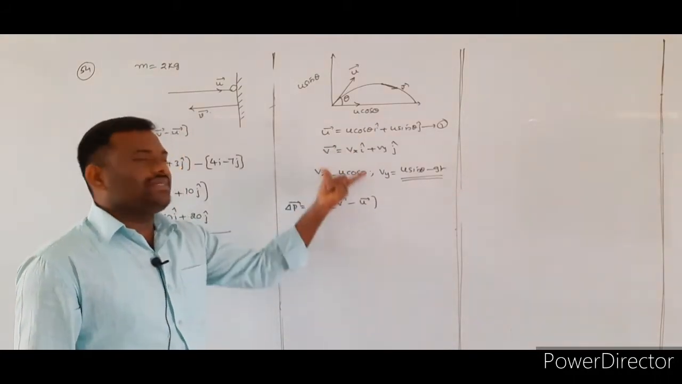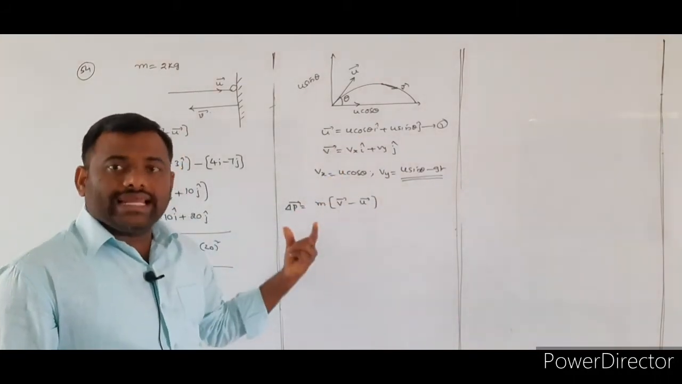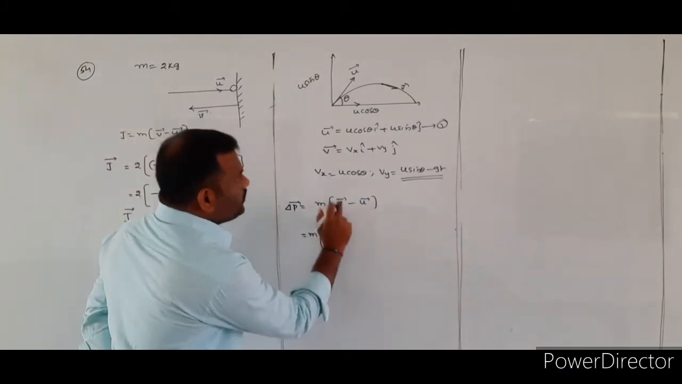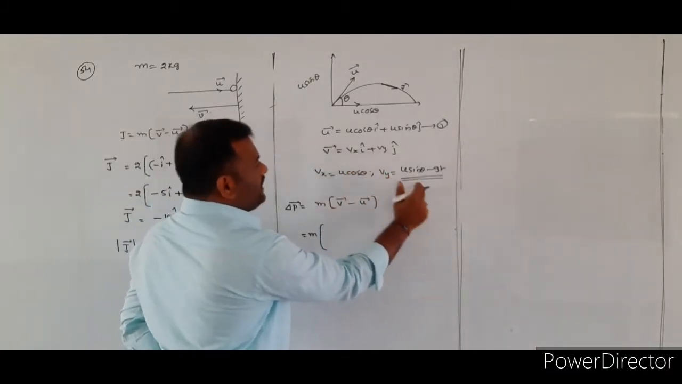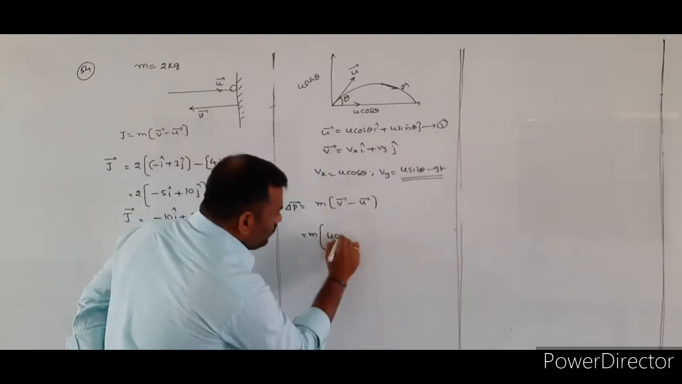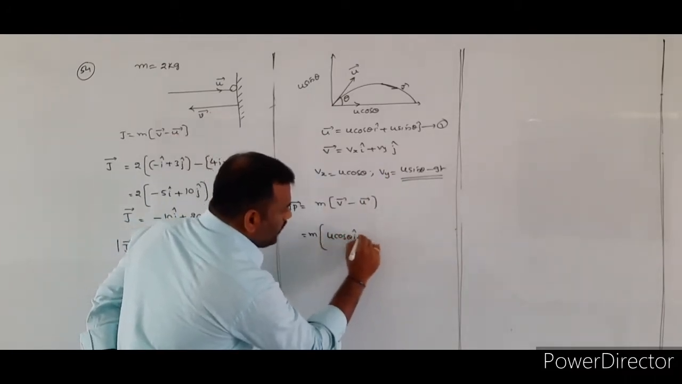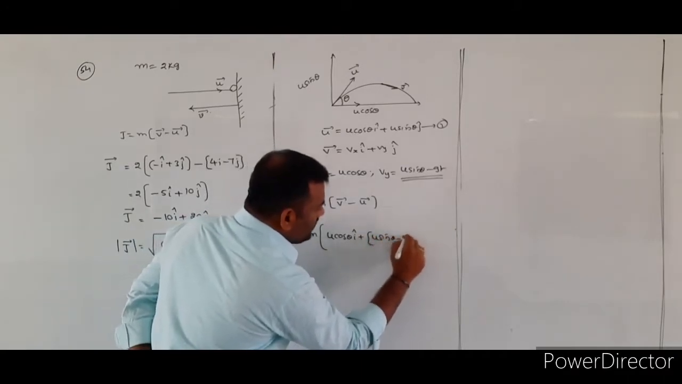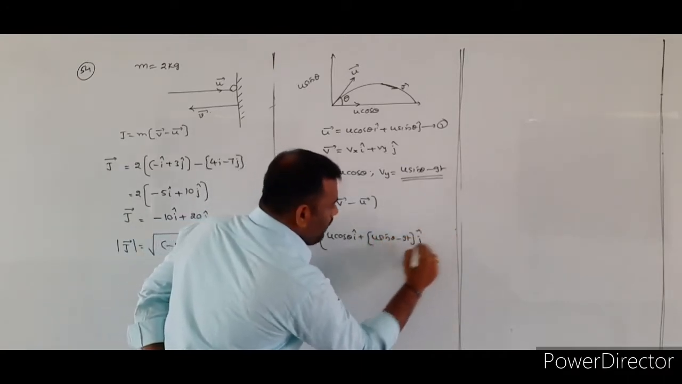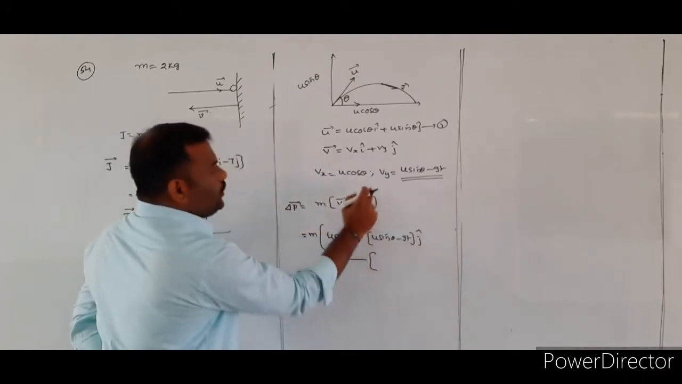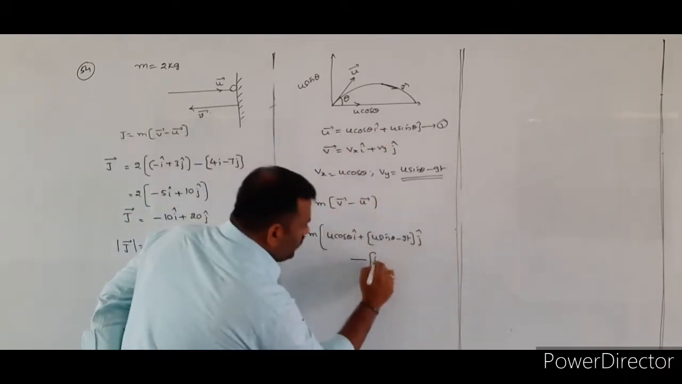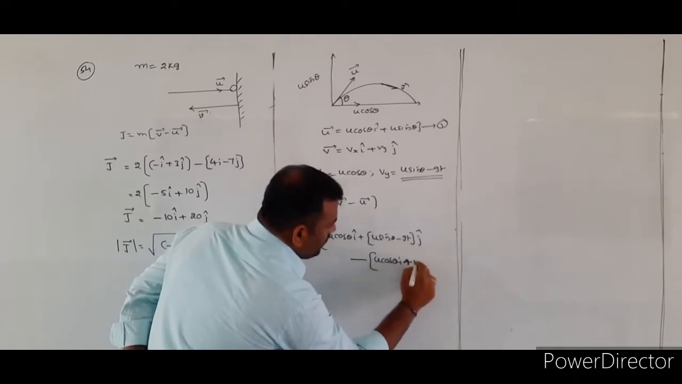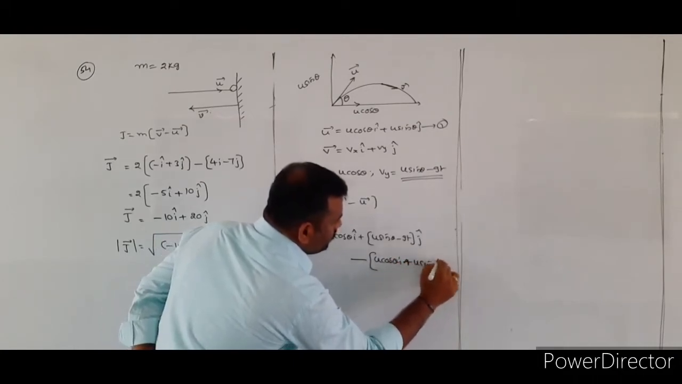Now we will substitute these values and simplify. We will get the required answer. So here m into, what is the v bar value? Vx i cap plus Vy j cap. Vx value is equal to U cos theta into i cap, and the Vy value is equal to U sin theta minus gt into j cap, minus u bar, and u bar value is equal to U cos theta into i cap plus U sin theta into j cap.